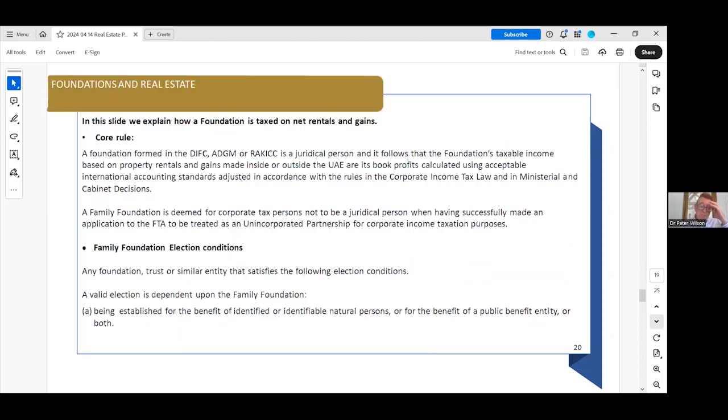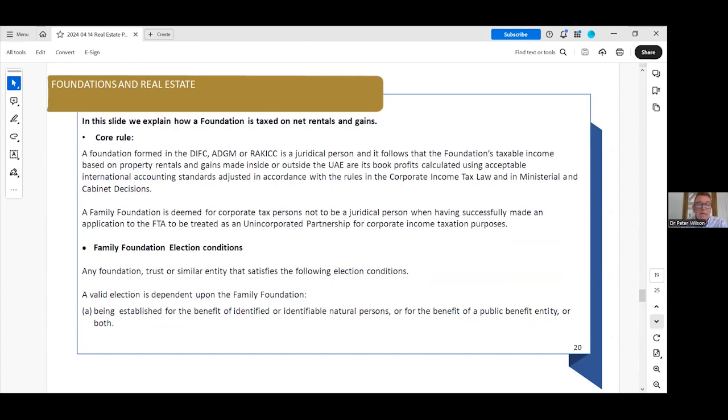Foundations. We know that there are probably approaching 2,000 foundations in the UAE, and we know a lot of foundations are set up to own real estate. But those of us who have had a lot of experience with foundations know that foundations don't actually own the real estate generally. The real estate is owned by an underlying company.